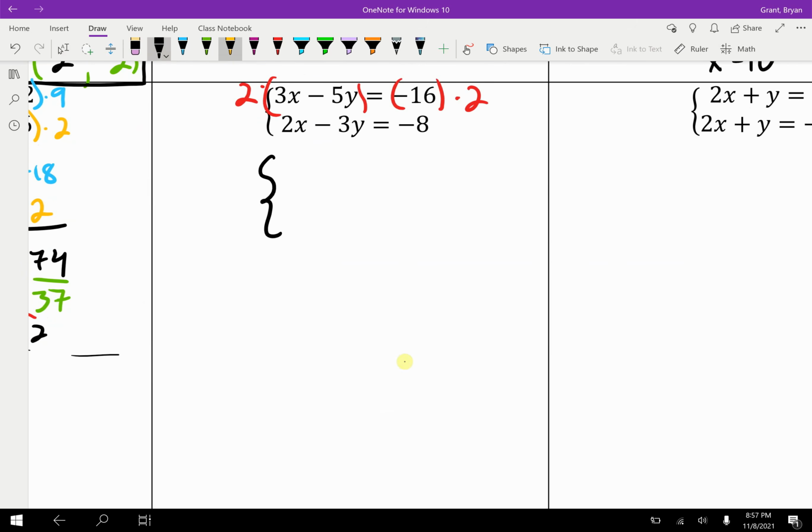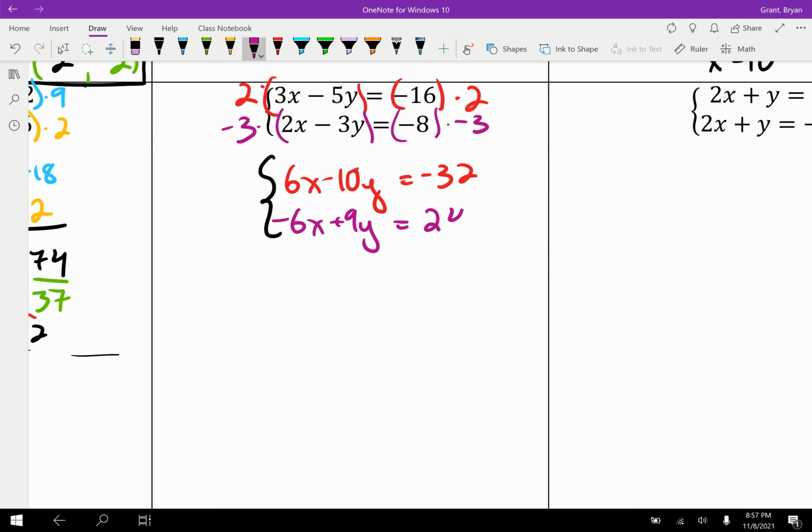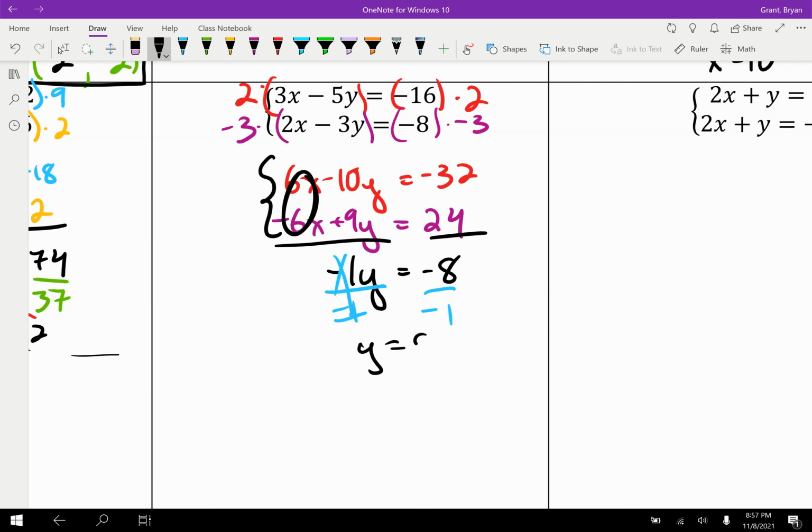Doing that, we will have 6x minus 10y equals negative 32. What will cancel out of 6x? Well, a negative 6 will cancel out of 6x, so we need to multiply through by negative 3. Negative 6x plus 9y equals 24. Okay, looking at this, negative 1y equals, and I think the difference here is probably negative 8. Yeah, negative 32 plus 24. Finishing this off, we should probably divide both sides by negative 1, and that gives us the answer of y equals 8.